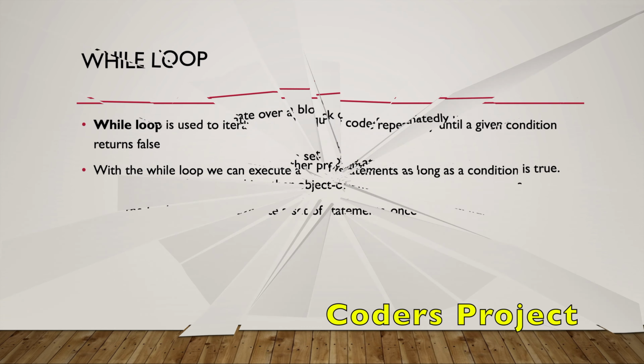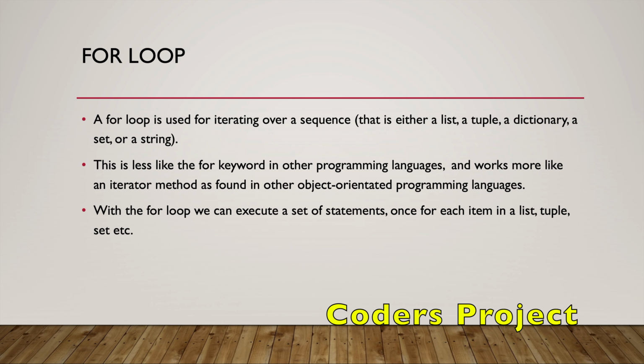So what is a for loop? A for loop is used for iterating over a sequence that is either a tuple, a list, a dictionary, a set, or a string. This is less like the for keyword in other programming languages and works more like an iterator method as found in other object-oriented programming languages. With the for loop, we can execute a set of statements once for each item in a list, tuple, set, etc. I'll be showing you a quick demo.